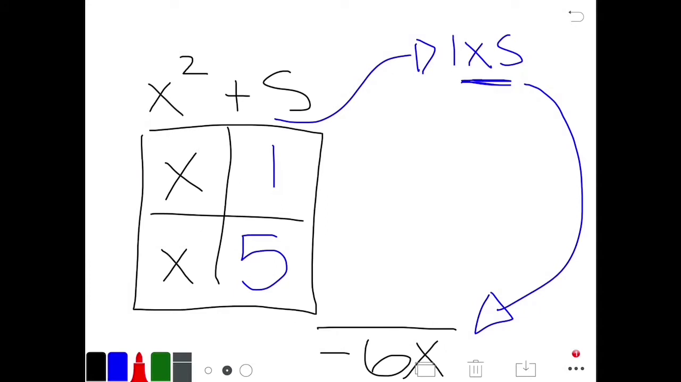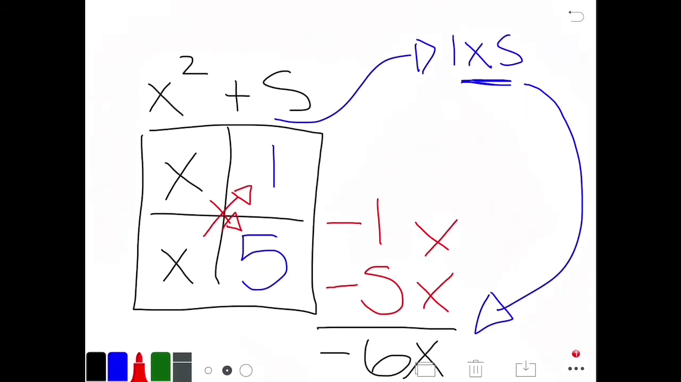You do a crossover method and multiply x times 5, which is you get 5x, and then you do x times 1, which is just 1x or x. These two numbers have to equal to negative 6. So what two signs equal to negative 6? Both negative and a negative, because negative 5 subtract 1 equals negative 6.